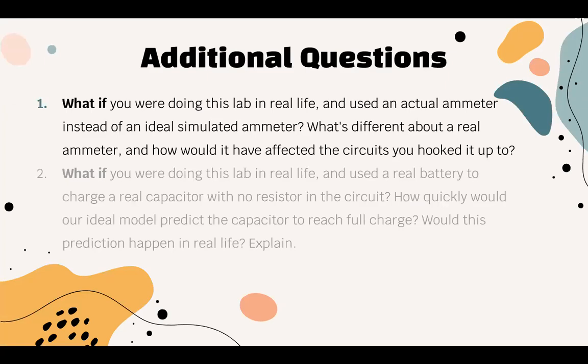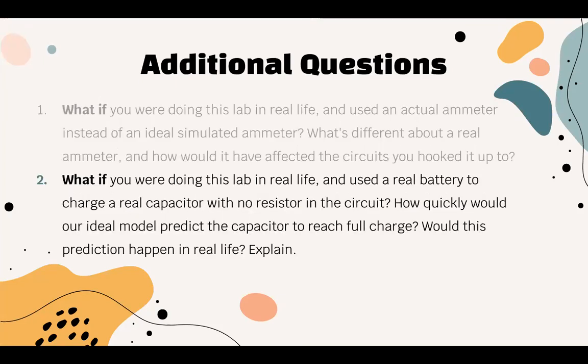In real life, if I had used an actual ammeter, that would have affected the current. Then it would take even longer for the capacitor to reach full charge.